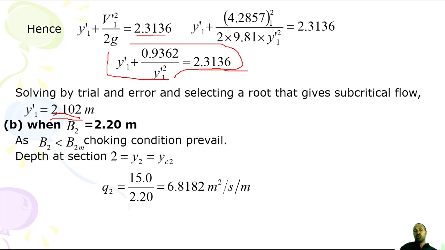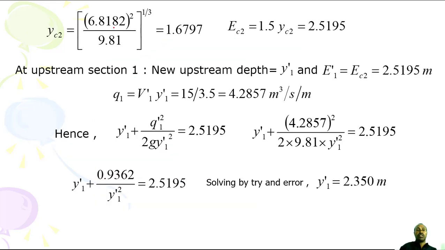So when B2 is again reduced to 2.2, B2 is already given. Then if it is 2.2, what will happen? Choking condition will prevail. So depth at section 2 will be Y2 is equal to YC2. Then you can find Q2 again, which is this one. Then what will be the new depth again? Let us calculate. YC2, critical depth at section 2, is this one. Then EC2 will be this one.